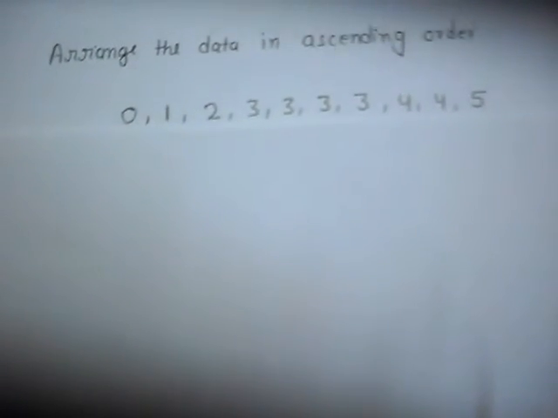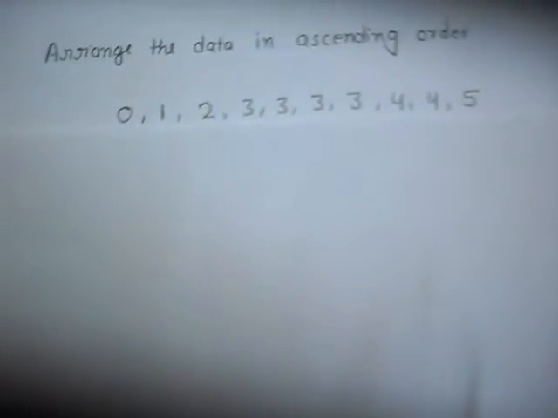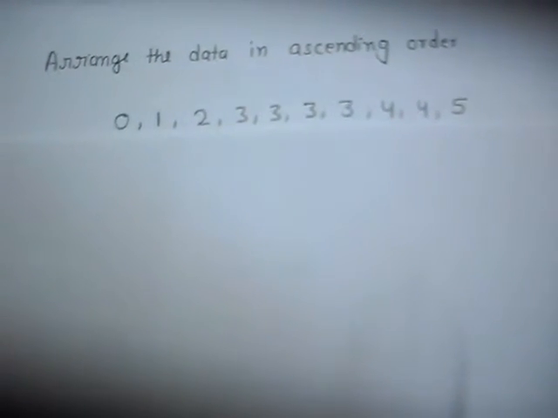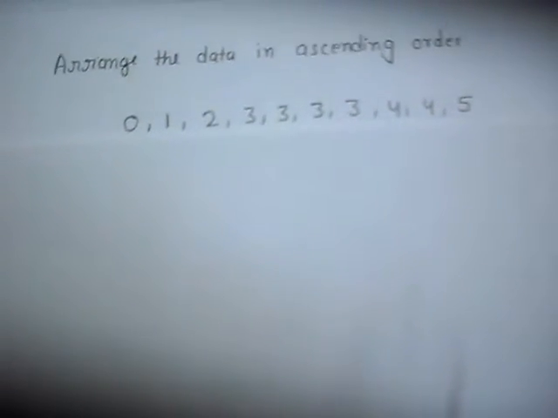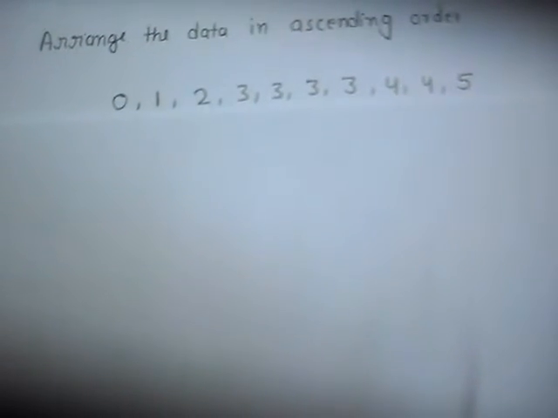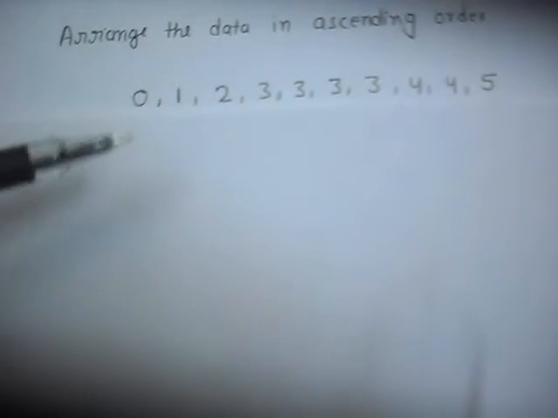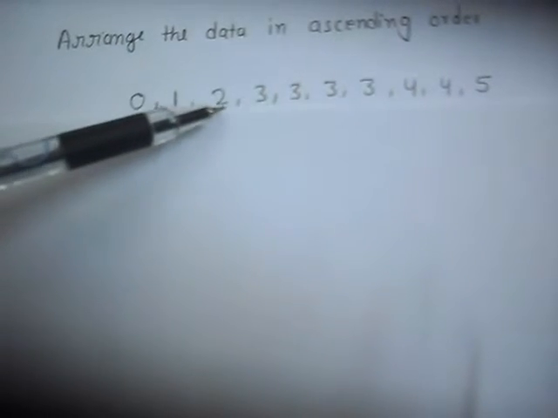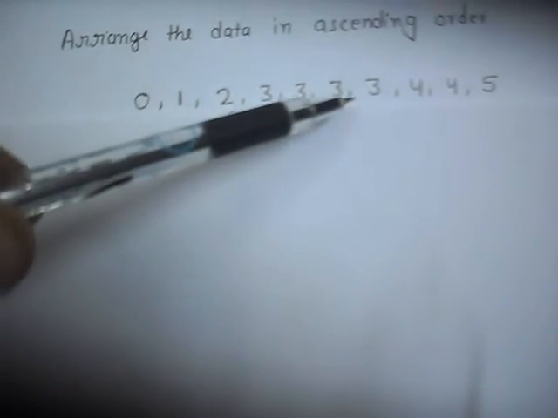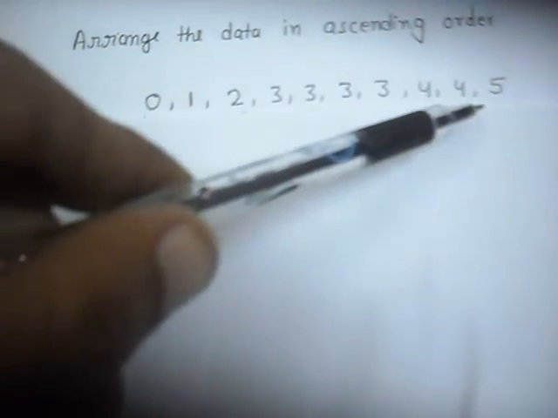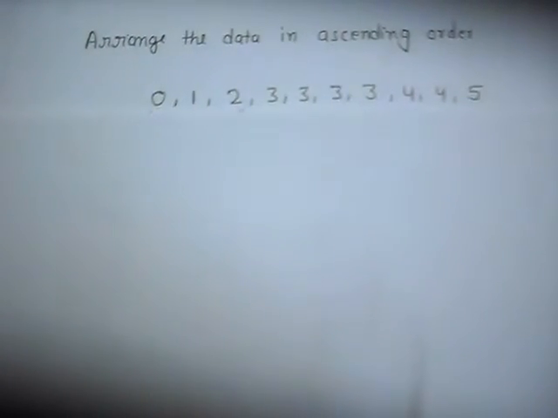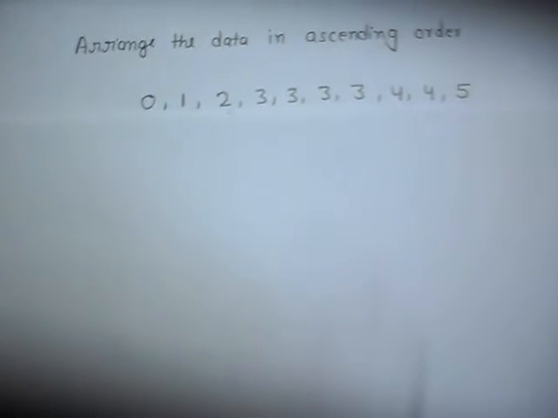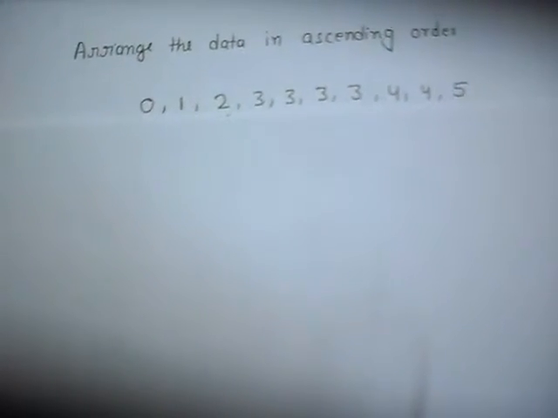After arranging the data in ascending order, we check whether the total number of observations is even or odd. So here the total number is 1, 2, 3, 4, 5, 6, 7, 8, 9, 10. It means the total number is even, so we will use this formula.